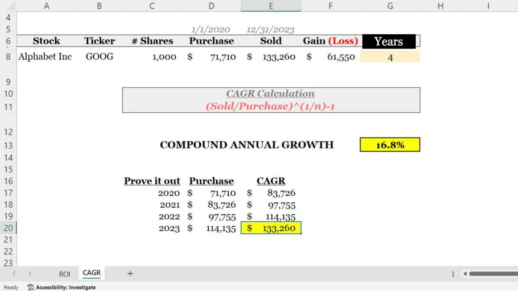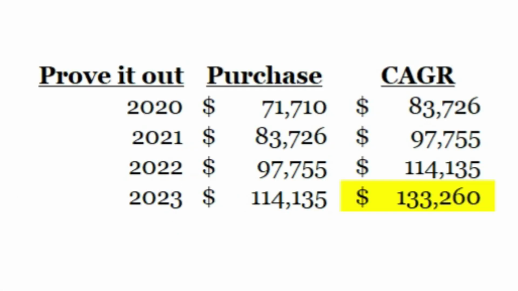And you could see my ending value equals the same amount that we sold it for using the compound annual growth rate.